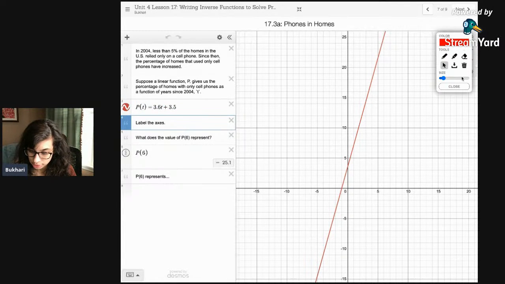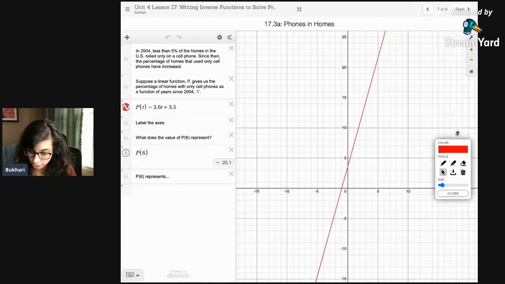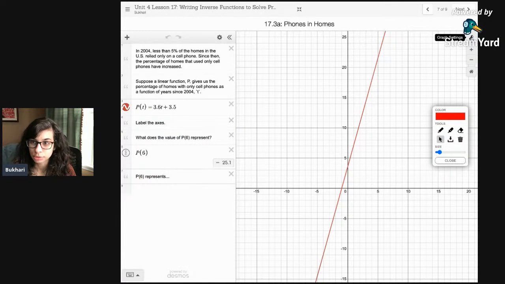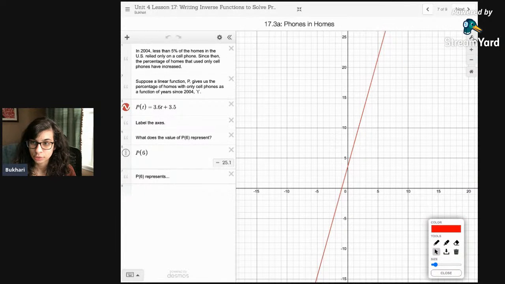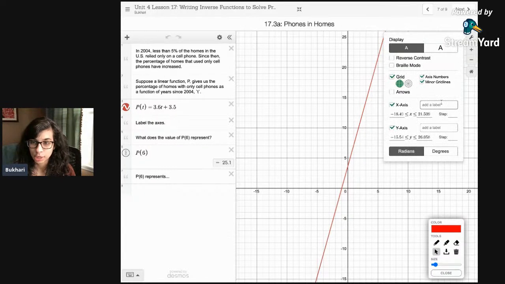First thing you want to do is label your axes. To do that, you want to go up to this graph settings button up here. You click on that, and to add a label, I'll move this down for a second. To add a label, you want to add your label. I know that it is a function of years since 2004.